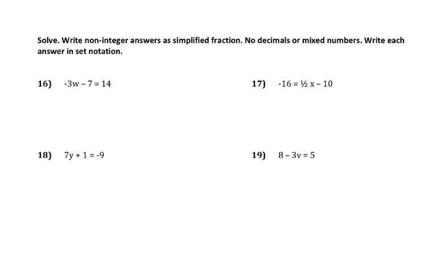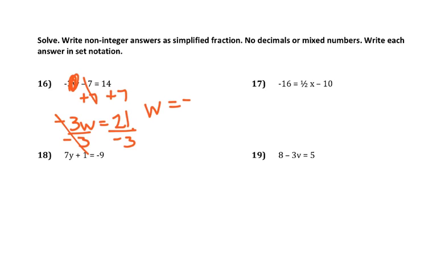Okay, number 16, if you put your finger over the w, we're going to add 7 to both sides because that's what's left. So I'm going to have negative 3w equals 14 plus 7, which is 21. I'm going to divide by negative 3, not add negative 3. So w is equal to 21 divided by negative 3, which is negative 7. So I'm going to write w such that w equals negative 7 as my answer in set notation.